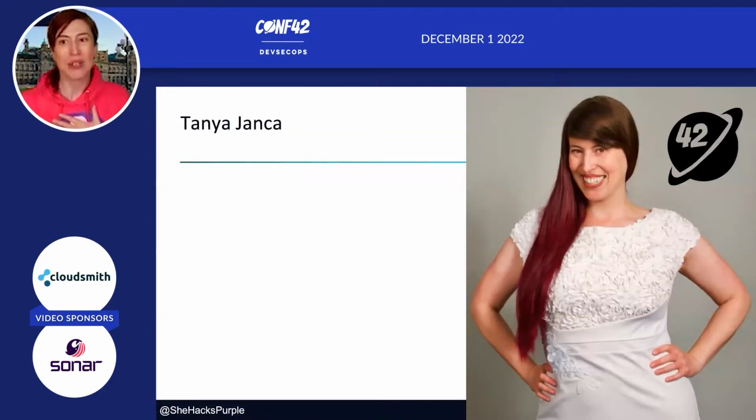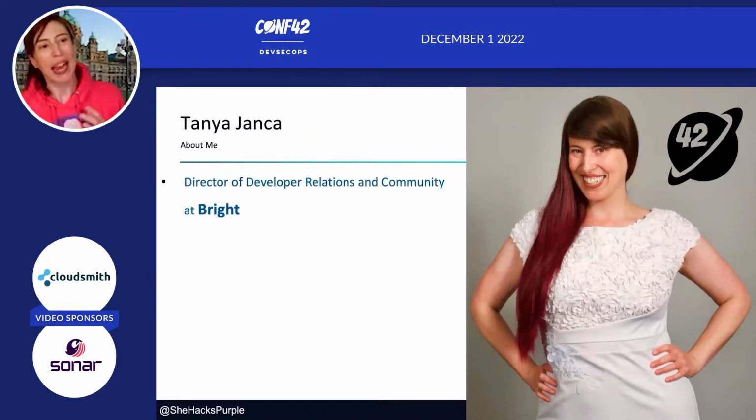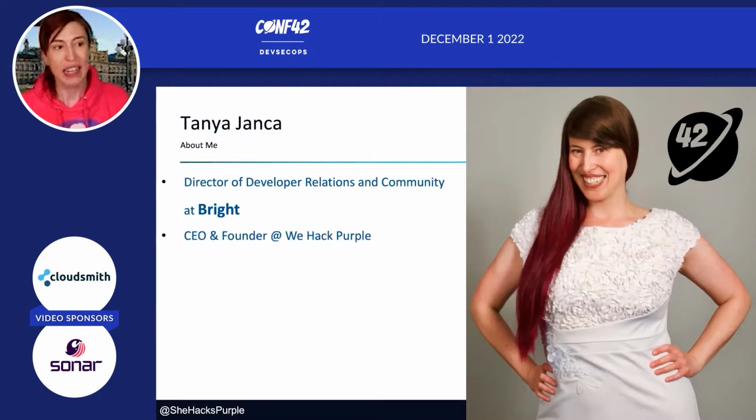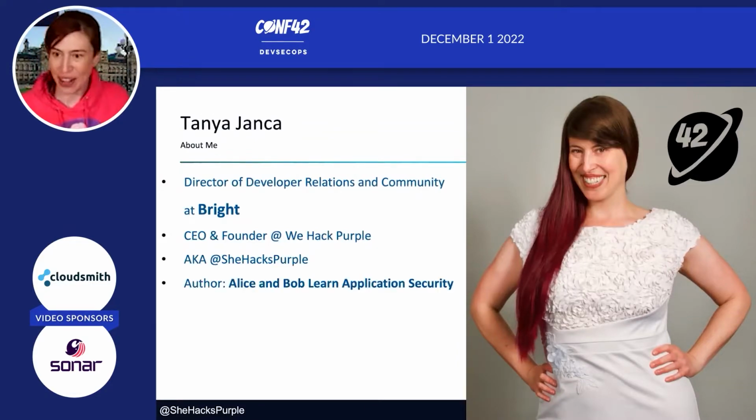Okay, so I am Tanya Janca. I am also known as She Hacks Purple. And yes, that's me on my sweatshirt. I am that nerdy that I wear my own shirt. I am the Director of Developer Relations and Community at Bright. I am the CEO and founder at We Hack Purple, which was acquired by Bright. I wrote a book called Alice and Bob Learn Application Security. And I'm actually currently writing my second book, Alice and Bob Learn Secure Coding.